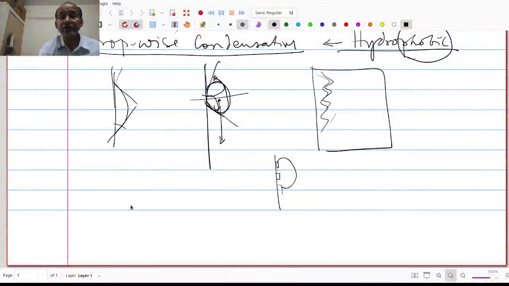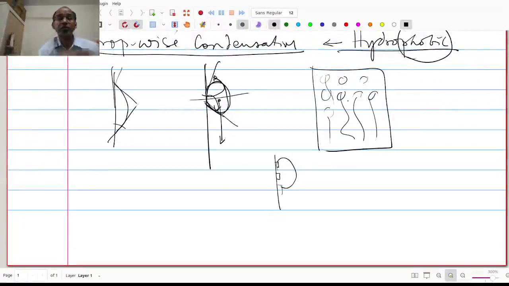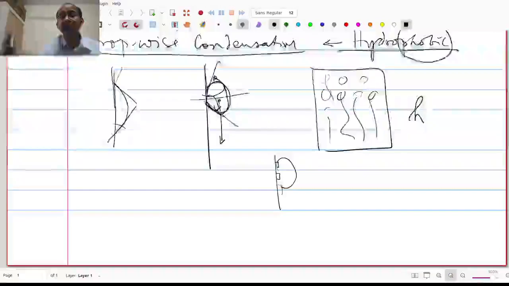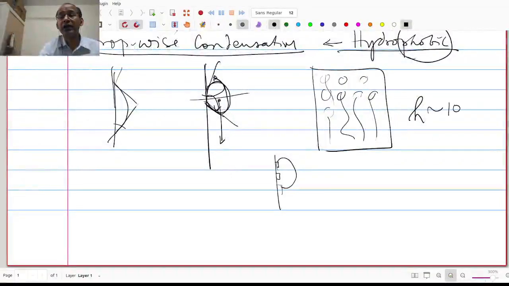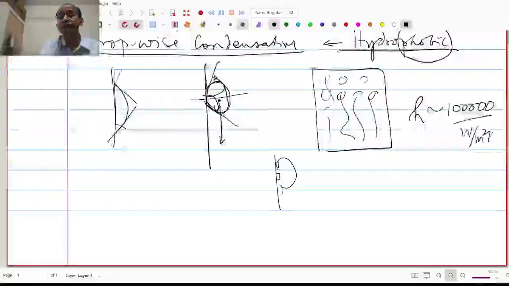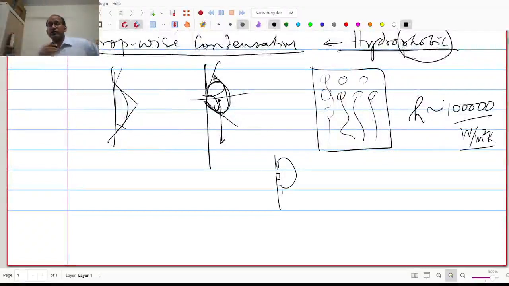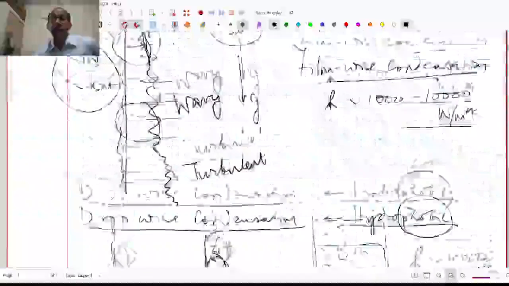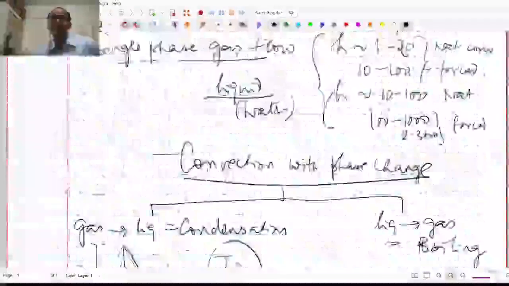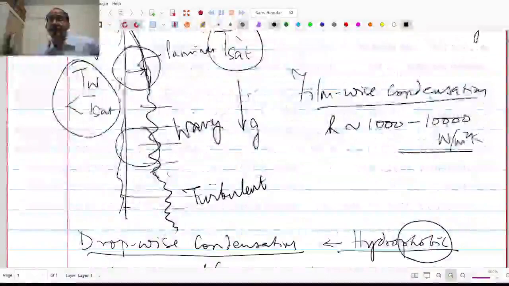So if I look at the face of the surface like this, the face of the surface would have droplets that are there discretely at different locations, and you find that these droplets keep running away and fresh droplets get formed. So this is what is called dropwise condensation, and in dropwise condensation the h values are in the order of 1 lakh, that is 10 to the power of 5 watts per meter square Kelvin. Okay, so this is very, very high as compared to the heat transfer coefficients that you get using single phase, or even the heat transfer coefficient that you get in film-wise condensation.